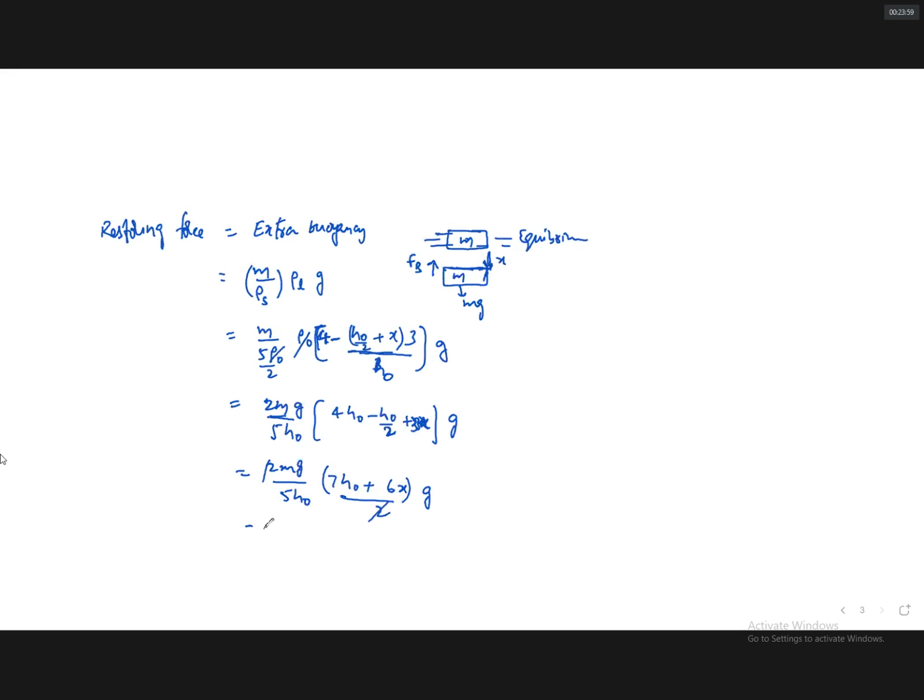So by comparing with that, we get 7 by 5, h naught gets cancelled, mg plus 6 mg x by 5 h naught into x. Here there is a minus mg term now. This is the buoyancy minus the mg term. We have to calculate the restoring force as buoyancy force minus mg.